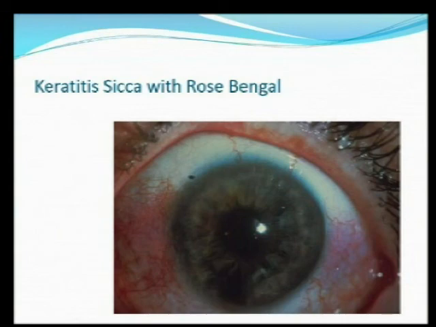I'd mentioned rose Bengal as another test. If we look at this eye, you can see all the pink area at 3 o'clock and 9 o'clock. And that's not blood. That's actually the rose Bengal staining the devitalized conjunctiva in that area, a clear sign that they have a very dry eye.